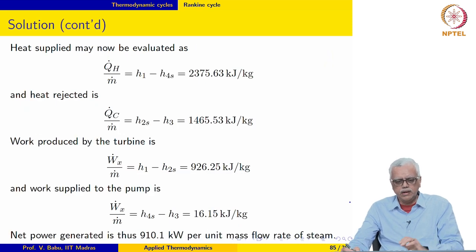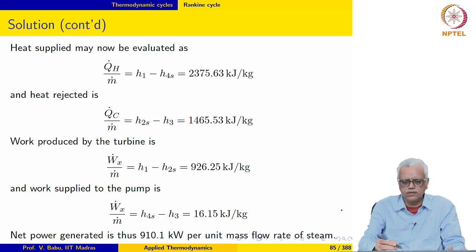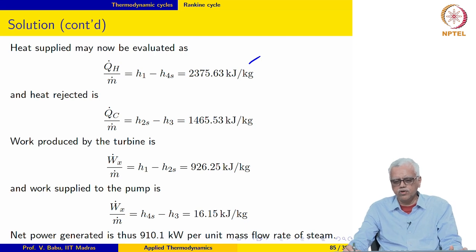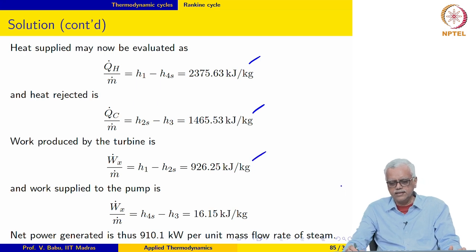So heat supplied may be evaluated by applying the steady flow energy equation to the boiler, and on a per unit mass basis it comes out to be 2375.63 kilojoule per kilogram. Heat rejected, again on a per unit mass flow rate basis, comes out to be 1465. Work produced by the turbine is 926.25 kilojoule per kilogram. Work supplied to the pump is very small compared to work developed by the turbine. So this is only 16.15 kilojoule per kilogram.